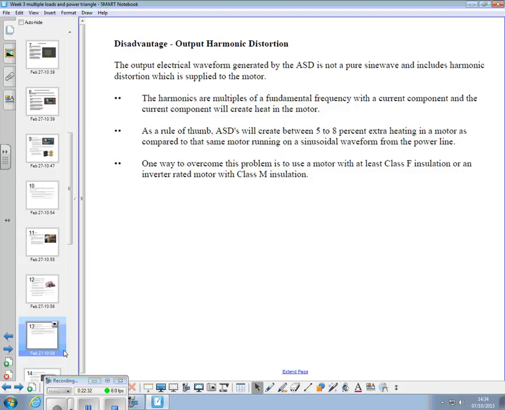So this recreated sine wave is going to be one made up of a number of controlled harmonics. That'll create heat in the motor. As a rule of thumb, ISDs will create between 5 to 8% extra heating in a motor as compared to the same motor running on a sinusoidal waveform from the mains power. One way to overcome that, again, is to look at the class of insulation you're using with your motor and to uprate your motor a bit to compensate for that.